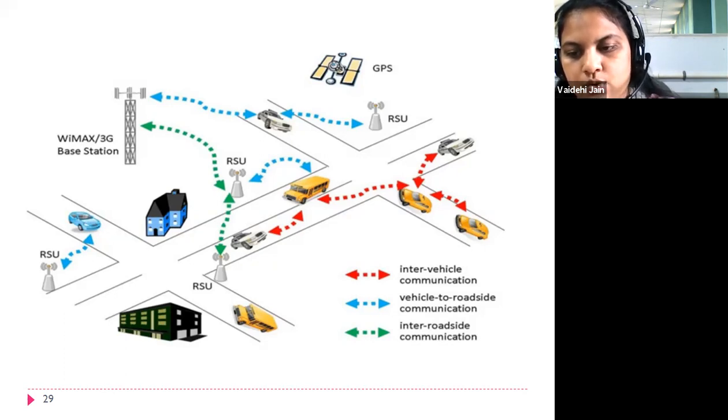And inter roadside communication means that the roadside units will have intercommunication about what is happening at the roadside, not on the stretch, but at the roadside. If incidents happen at the roadside, the units can pass that information from one unit to another unit. So this is something related to the working system.